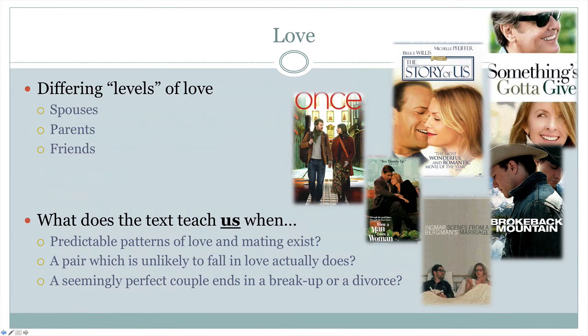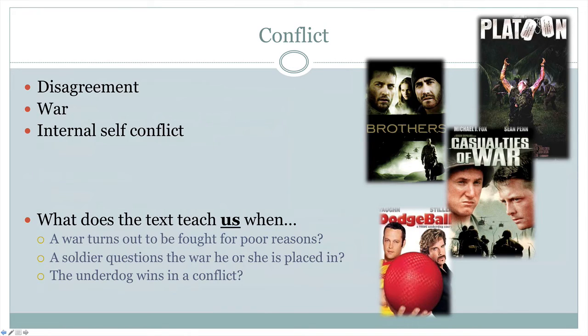Many texts use the thematic issue of love in order to help teach the lesson. And so we have to look at love and go, what are the different levels? Is it between spouses? Is it between parents and their children? Is it between friends? How does this text define love? So then we look at the questions associated with the thematic issue of love. What does it teach us when predictable patterns of love and mating exist? What does it teach us when an unlikely pair falls in love? What does it teach us when a seemingly perfect couple ends up in a breakup? So we have to look at the thematic issue that the text is using and ask ourselves, how does this teach us a lesson?